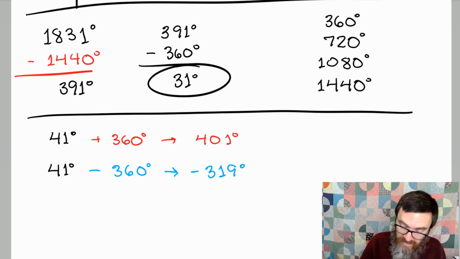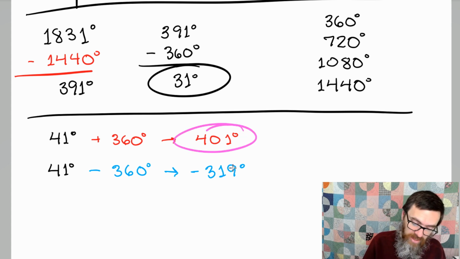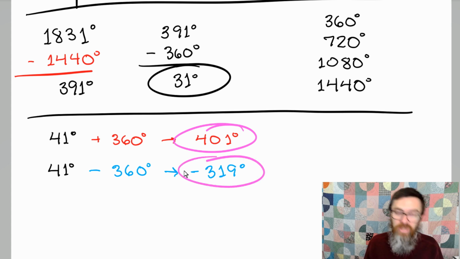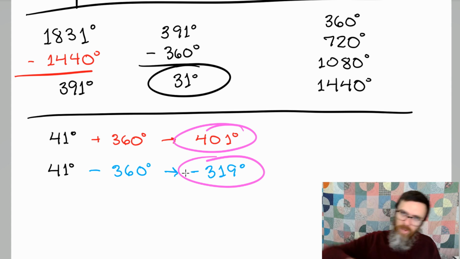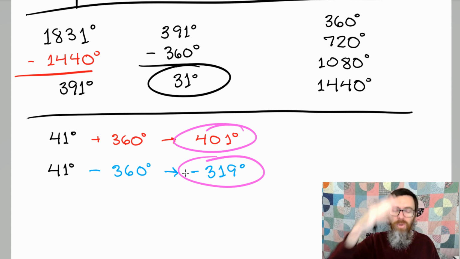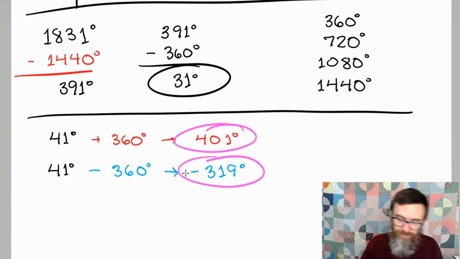And interestingly enough, this angle and this one will be coterminal to each other. Because again, we were at 41 degrees. We went around 360, and went backwards 360 from that. So they both end up pointing in the same direction. Coterminal.